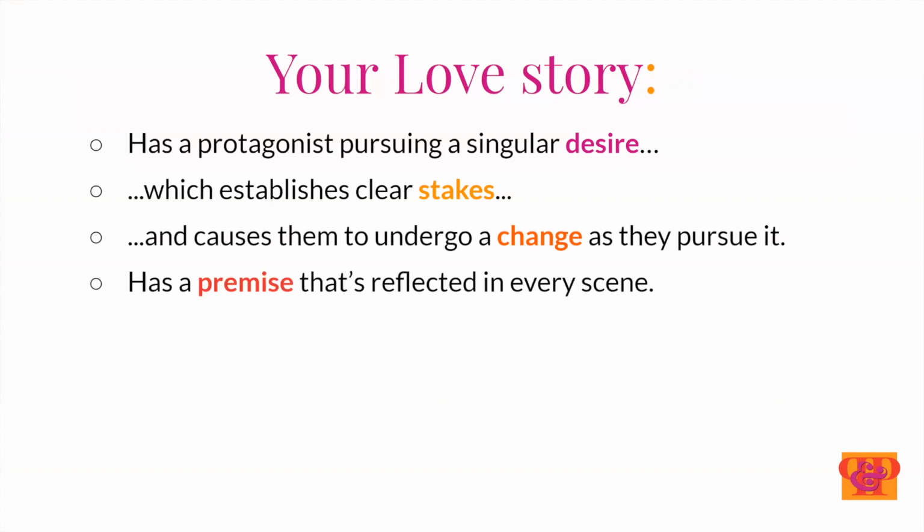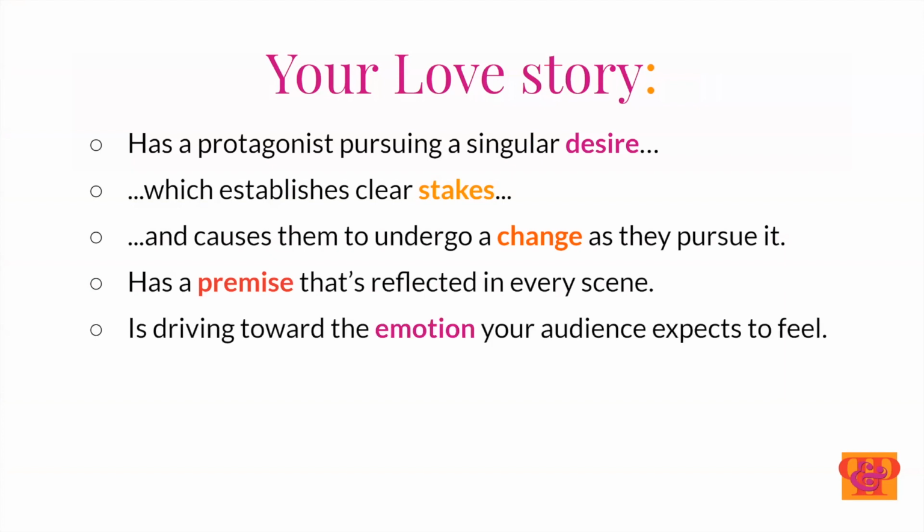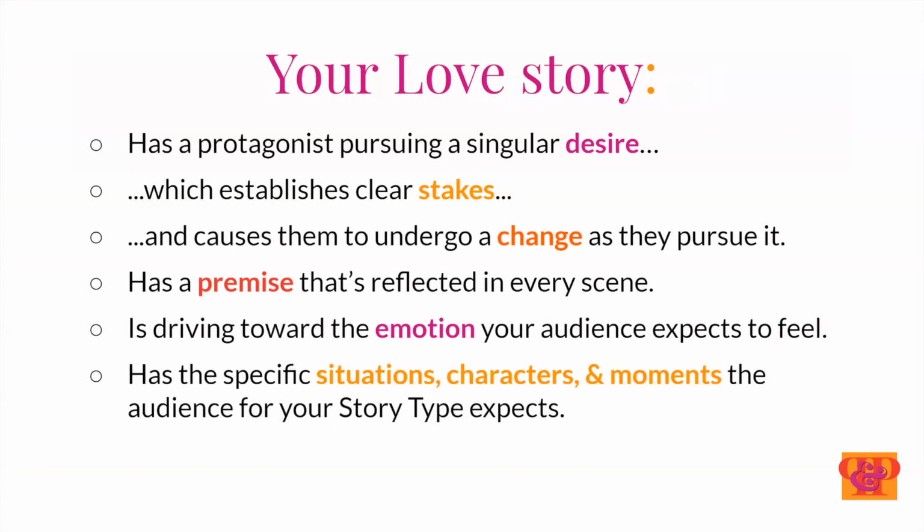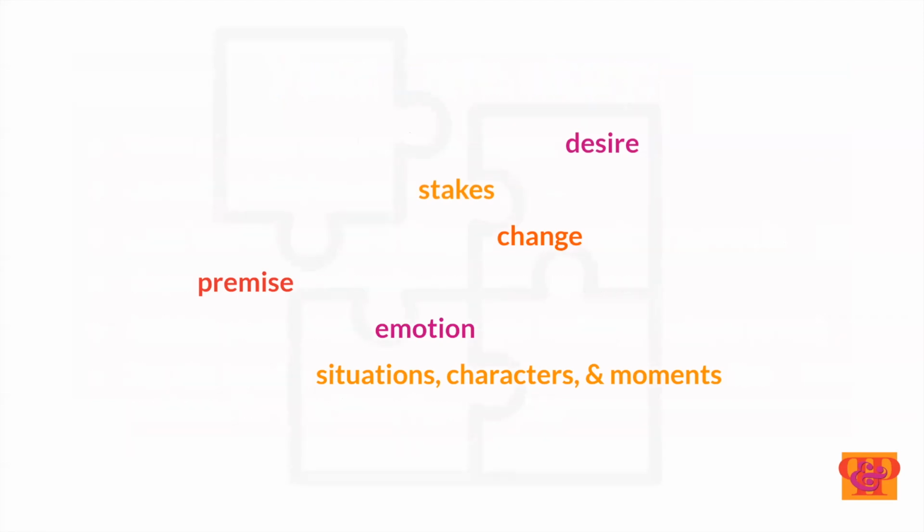Your love story must have a premise, sometimes called a theme or controlling idea, that operates in every scene. It has to deliver a certain kind of emotion to the intended love story reader. And it has to contain specific types of situations, characters, and moments to be the love story your reader expects.